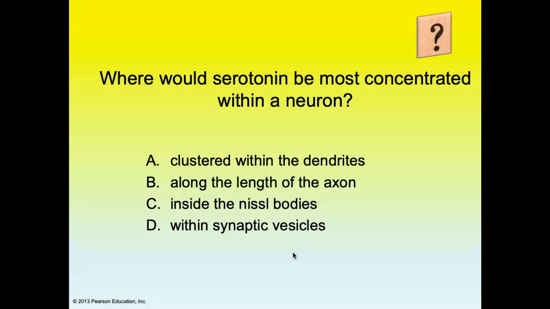Where would serotonin most be concentrated within a neuron? Well, it's a neurotransmitter, so where would it be? Within the synaptic vesicles at the axon terminal.